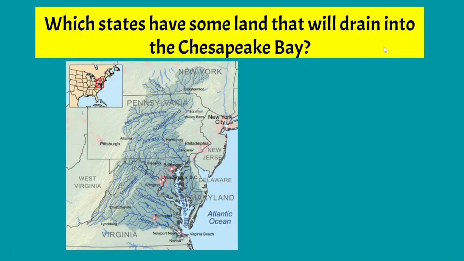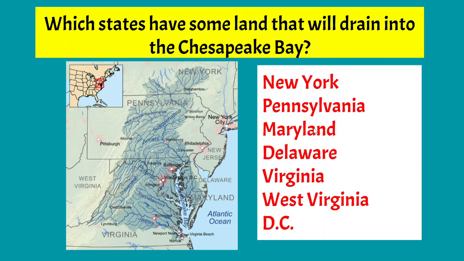All right, so which states do we know that have some land that drains into our Chesapeake Bay watershed system? Here's the Chesapeake Bay right here. So we have water that comes from New York, Pennsylvania, Delaware, Maryland, Virginia, West Virginia, and Washington, D.C. So all of those areas that are kind of shaded in blue there have water that will run off and eventually make it to the Chesapeake Bay.